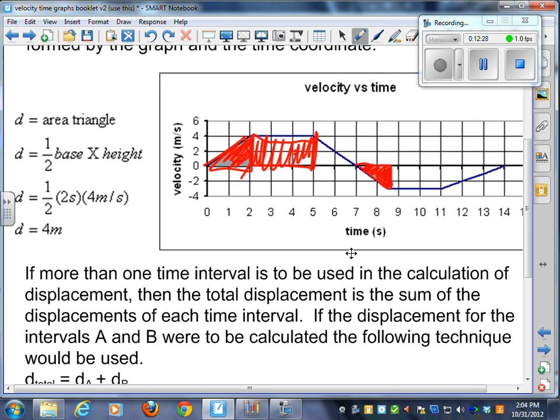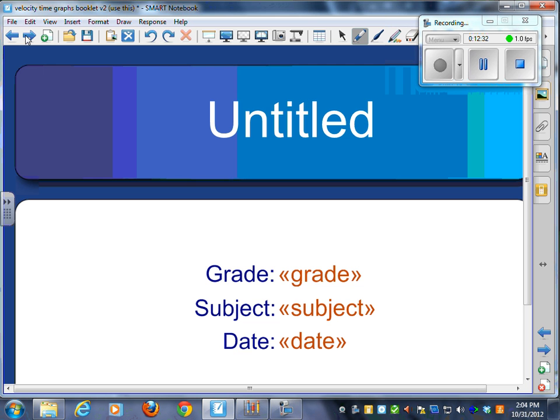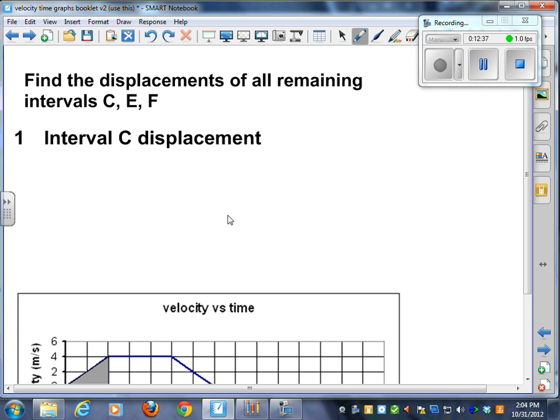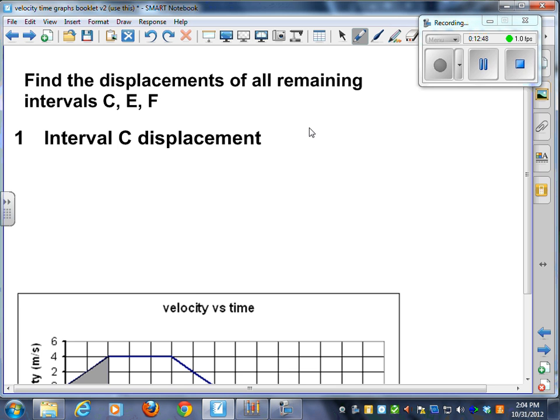Guess what's coming next? Isn't it easier to do base times height divided by 2? Is that not the same thing? Yeah, but it's easier. Okay. More questions? I would like you to find for me the displacements for intervals C, E, and F.